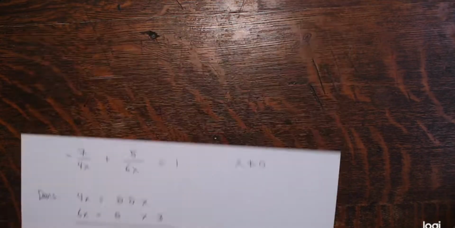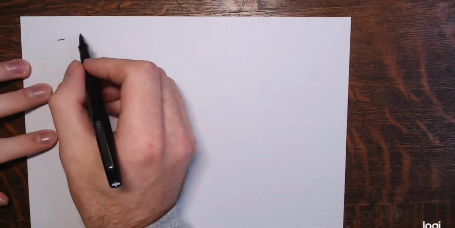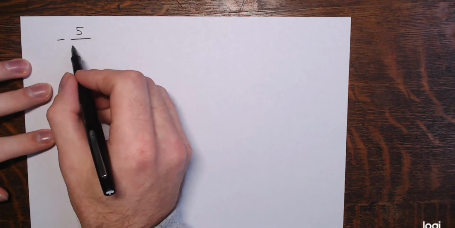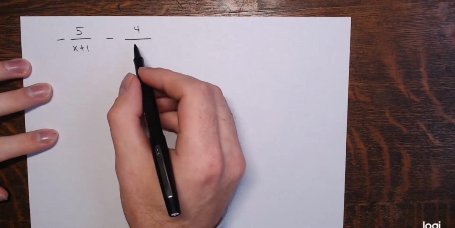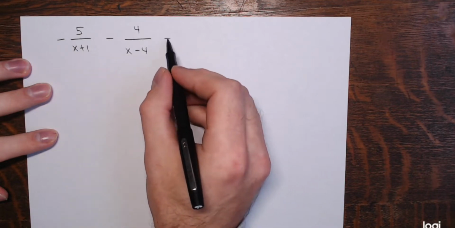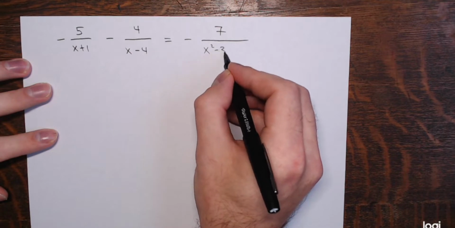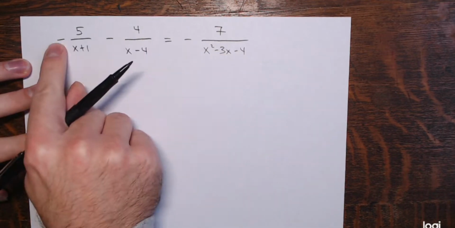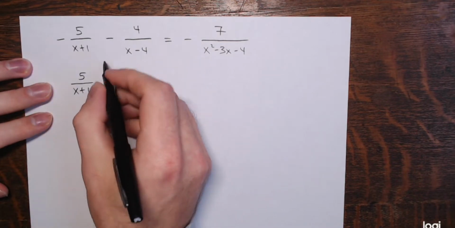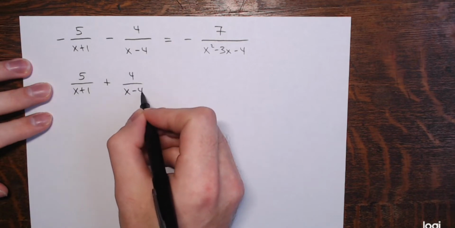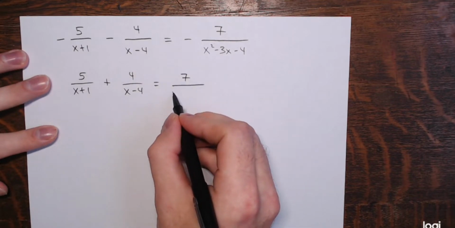So once again, write this out. So you have negative 5 over x plus 1 minus 4 over x minus 4 equals negative 7 over x squared minus 3x minus 4. What I'm going to do, because I don't like all these negatives, I'm going to multiply everything by negative 1, make everything positive. So this will be positive 5 over x plus 1 plus 4 over x minus 4 equals, and then multiplying this side by negative 1 as well, positive 7 over x squared minus 3x minus 4.